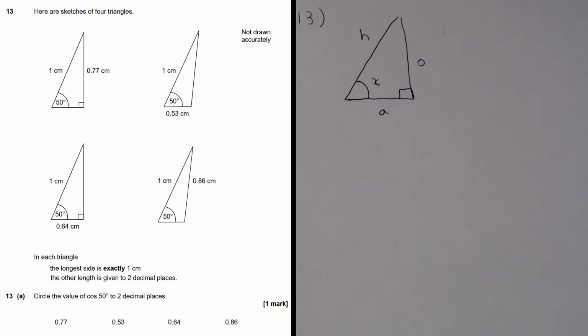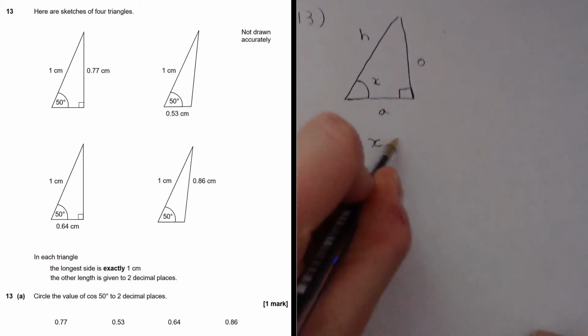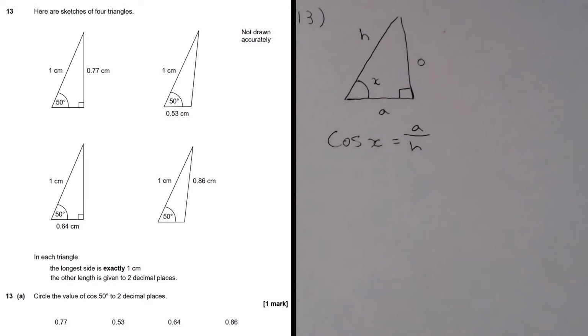So remember from trigonometry, if we have a right angled triangle and we have an angle x that we'd like to work out, then we call the diagonal of the triangle, the length opposite the right angle, the hypotenuse. We call the length opposite the angle, the opposite, and the length to the side of the angle, the adjacent. And we know that cos x is a over h. We also know that sin x is o over h, and tan x is o over a.